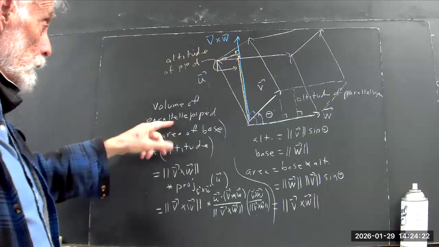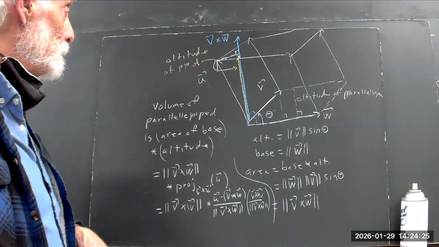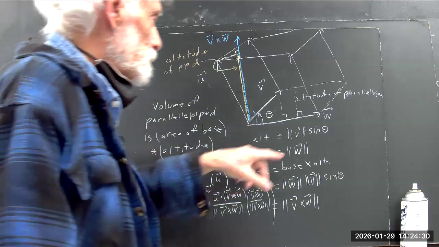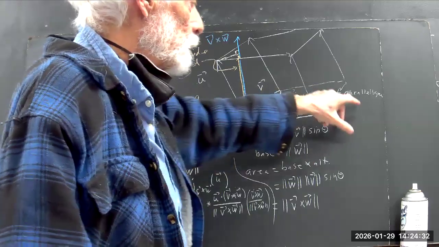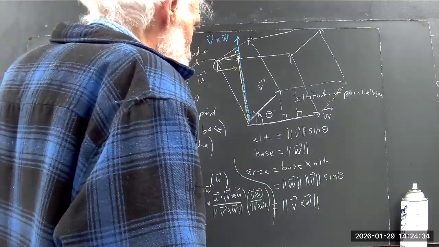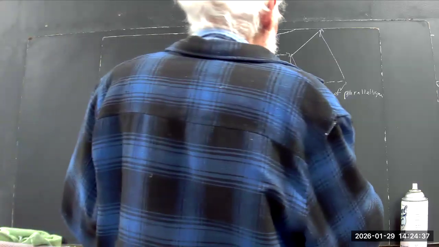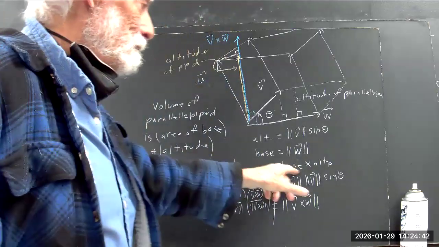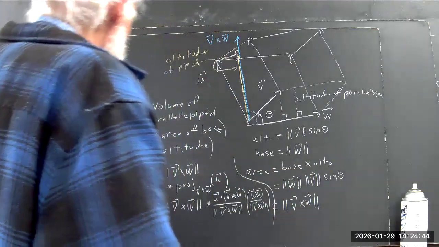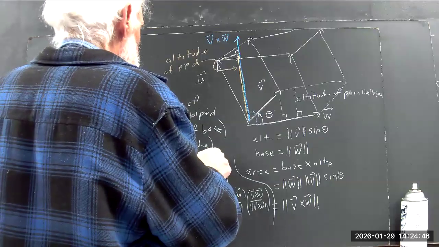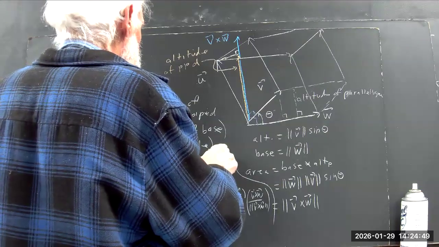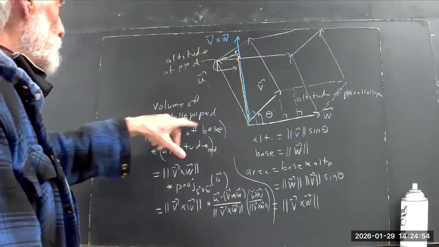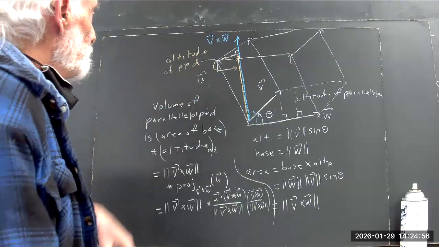And its volume is the area of the base times its altitude. Now this altitude is not the same as this altitude. I call this the altitude of the parallelogram, and we'll call that altitude P, just to distinguish it from this altitude. And I'll call this altitude PPD, parallelepiped. I'll abbreviate parallelepiped as PPD.